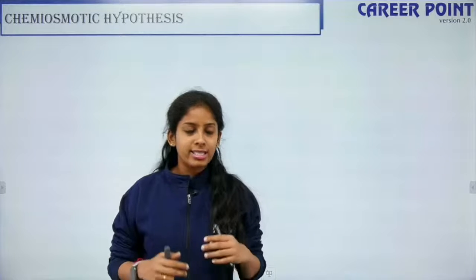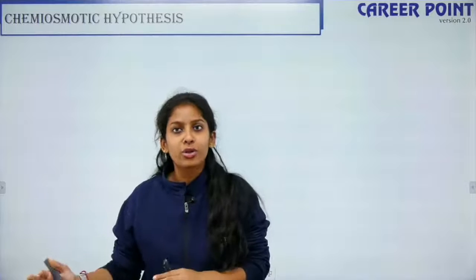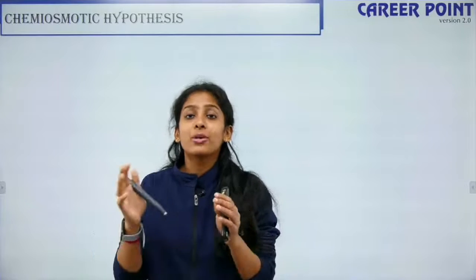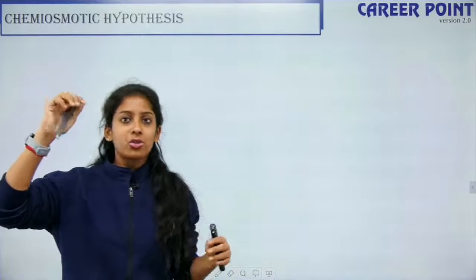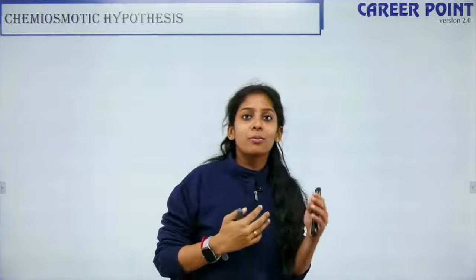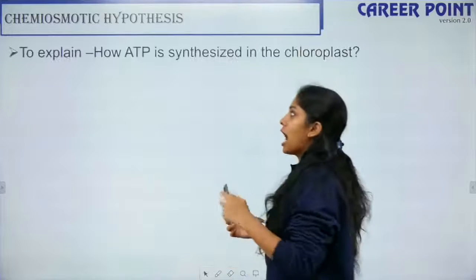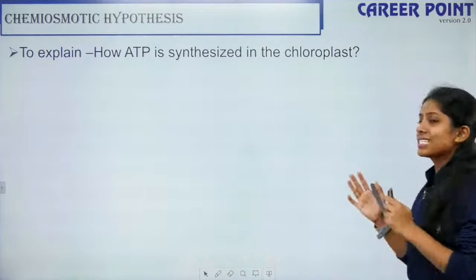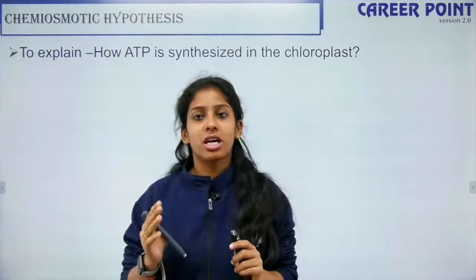When I said the C3 cycle is happening, carbon dioxide is getting fixed to get converted into glucose molecules, and ATP is getting utilized. So where does this ATP come from? It's not that someone from above is throwing the ATP. No. How does the chloroplast synthesize ATP? To decode how the chloroplast synthesizes ATP, scientists formulated the Chemiosmotic hypothesis.